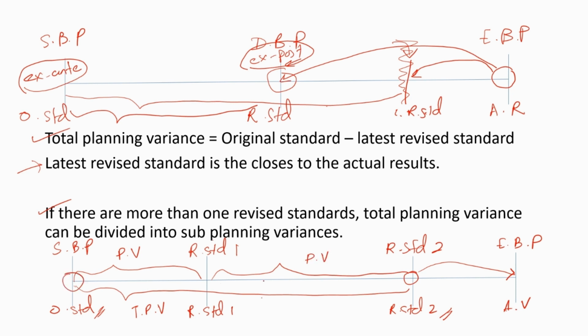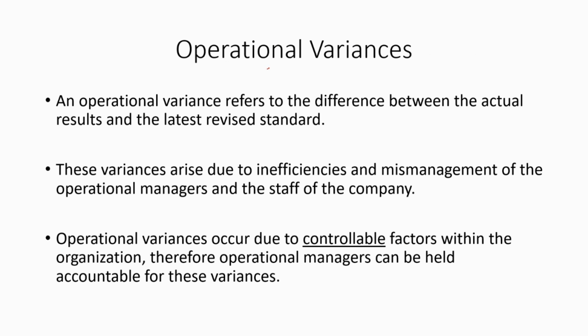Because at the end, both of the methods will calculate the variances between the same two durations. Now let's discuss operational variances. An operational variance refers to the difference between the actual results and the latest revised standard. These variances arise due to inefficiencies and mismanagement of the operational managers and the staff of the company. Operational variances occur due to controllable factors within the organization. Therefore, operational managers can be held accountable for these variances.